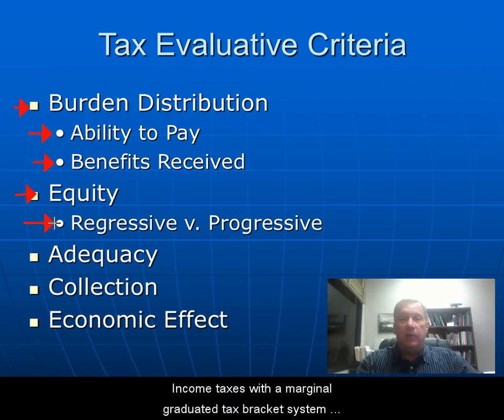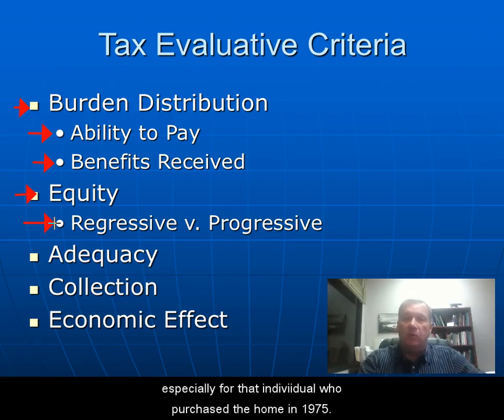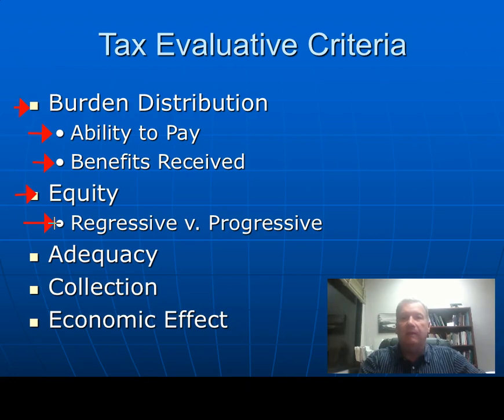Income taxes, with the use of a graduated marginal tax bracket system, are designed to give us progressive types of income taxes. Contrast that then to a property tax, especially the way in which it's used here in California. That tends to violate the idea of progressivity. And it tends to be a relatively regressive tax, especially for that individual who purchased the home in 1975.